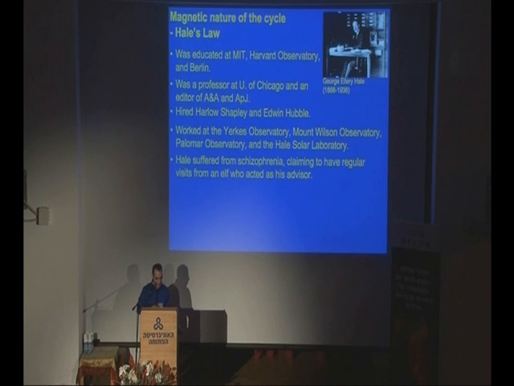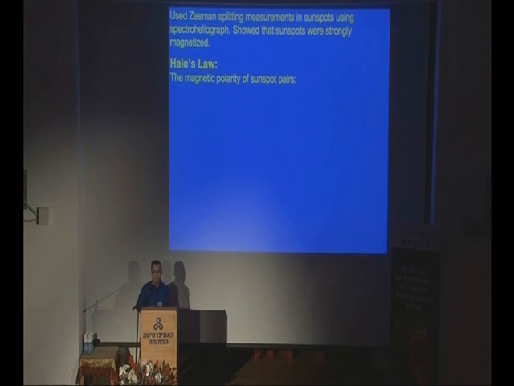It's pretty amazing. What he did was develop an instrument that could measure Zeeman splitting over the solar disk. Zeeman splitting is a measurement of magnetic fields. He was the first to do that, and he discovered that active regions, or sunspots, are regions of very strong magnetic fields.